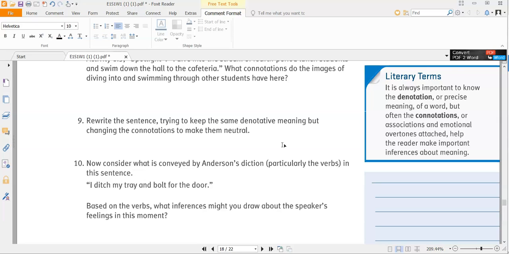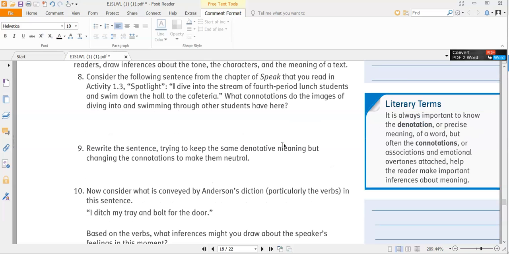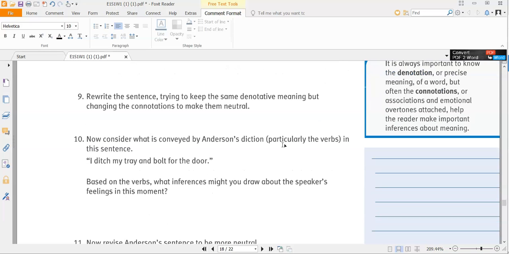So for instance, you might change dive to "I moved into the stream of 4th period lunch students," because moved doesn't really have a particular connotative meaning.